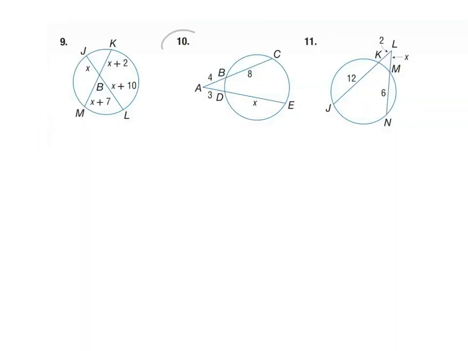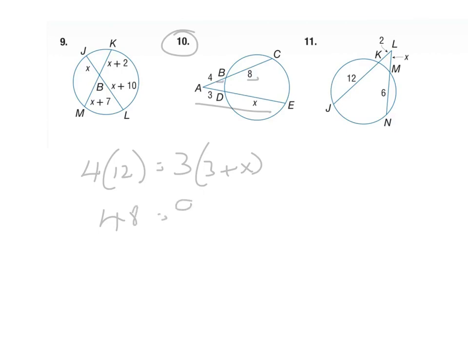So let's have a look at number 10. All right, it's everything on the outside multiplied by the whole length. So you've got 4 times the 8 plus 4, which is going to be 12, and that equals 3 times the whole length, which is going to be 3 plus x. So 48 equals 9 plus 3x. Subtract 9 from both sides, so 39 equals 3x, so x is going to equal 13.